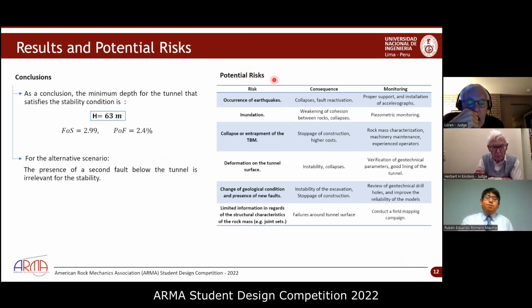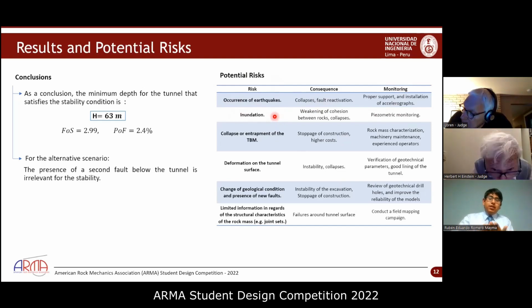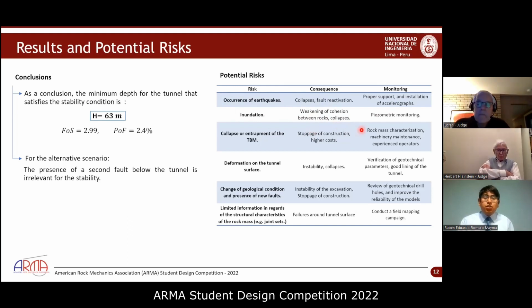So in the case of the potential risks, these are the following. The occurrence of earthquakes could generate collapses or fault reactivations. For monitoring, there is the selection of a proper support and the installation of accelerographs. Maybe there could be the presence of inundation if the first fault stops acting as a barrier. So it could generate weakening of the cohesion between the rock and collapse.